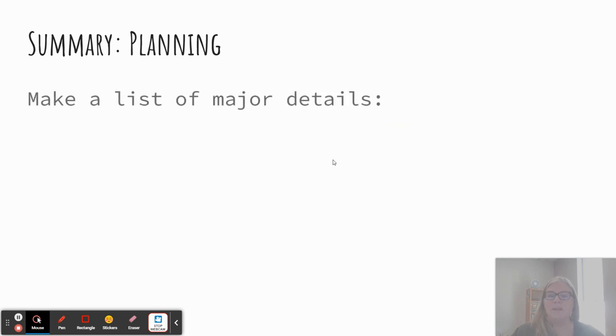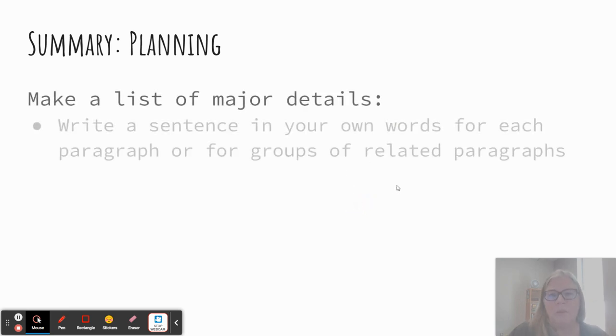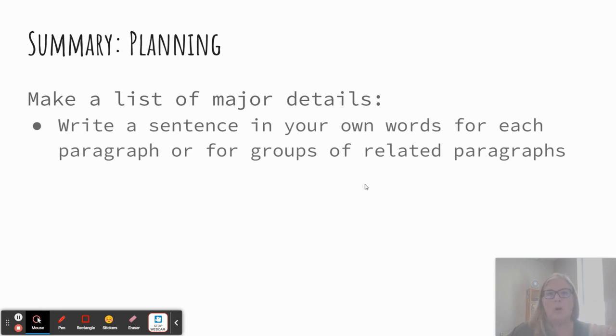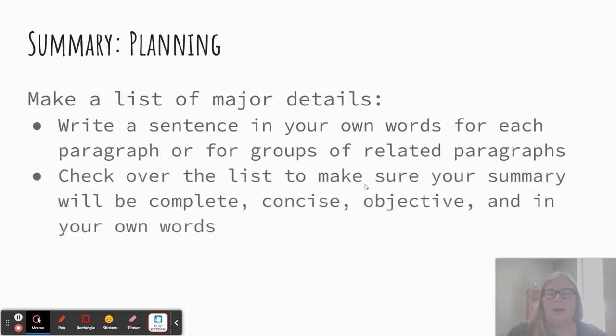And then you want to make a list of the major details. And again, you want to make sure that you're doing this in your own words. So one habit to get into is as you're annotating, write a sentence in your own words for, if it's a big paragraph, you can write it for each paragraph. If they tend to be shorter paragraphs, you might want to try to group related paragraphs. Write a sentence in your own words in the margin. And then what I would do is list those on a separate sheet of paper.